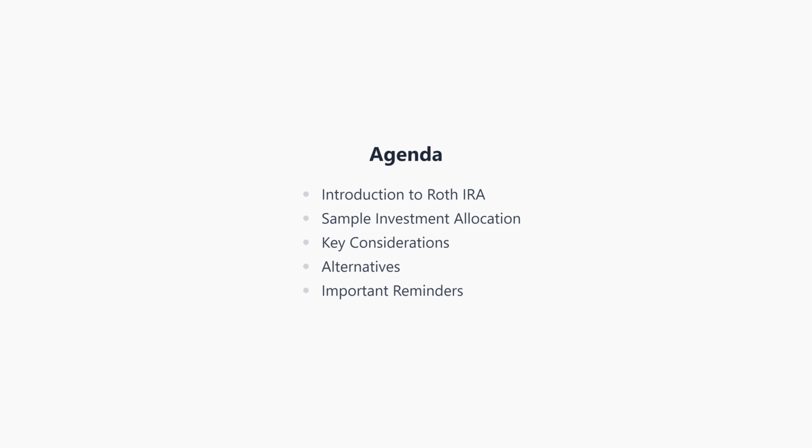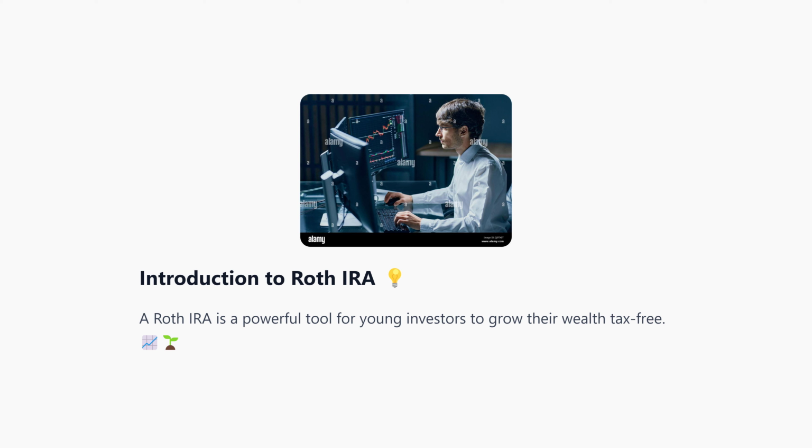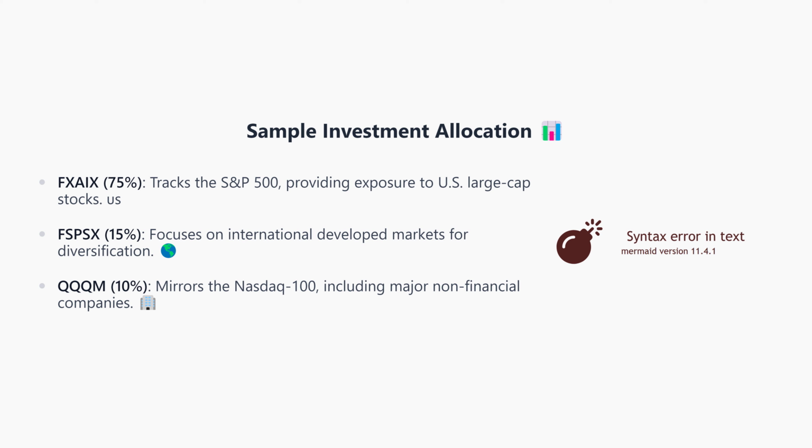So let's get started. The Roth IRA is an individual retirement account offering tax-free growth on your investments. This makes it a particularly attractive option for young investors who expect to be in a higher tax bracket at retirement. Now let's discuss a sample investment allocation for your Roth IRA.